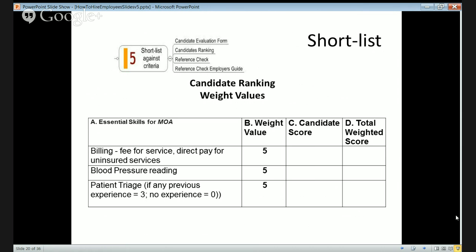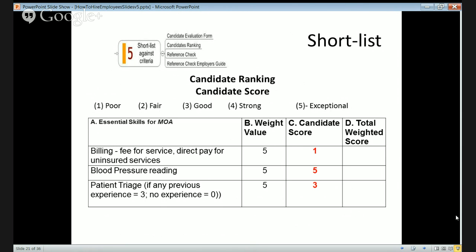Now, you're going to take a look at what each candidate provided, and you're going to assess the skills that candidate had and provide them a score. And we've given you a sample rating scale, whether 1 is poor, they've never had any experience to it, or 5 is exceptional. They're very competent, they can do this on the first day of work, and in fact, they could train other people. And then you do some simple math to come up with a total weighted score.